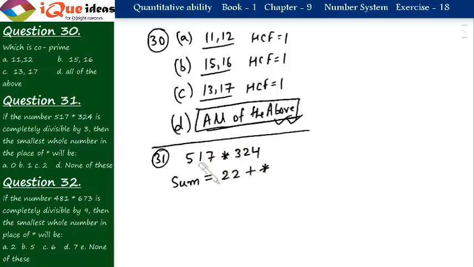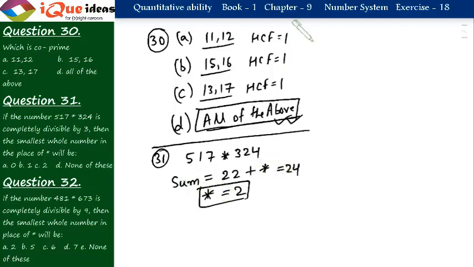Now this 22 plus star value should be divisible by 3, right? Now for the smallest number, the nearest multiple of 3 to 22 is 24. Hence the value of star is 2. 24 minus 22, that is 2. So the smallest number in place of star should be 2. I repeat, the sum of the other digits is 5 plus 1, 6 plus 7, 13 plus 3, 16 plus 2, 18 plus 4, 22. Plus star, that is the total sum of digits. That should be divisible by 3 because that is the divisibility test method of 3. The nearest multiple of 3 to 22 is 24. So 22 plus star should be 24. So the value of star has to be 2.